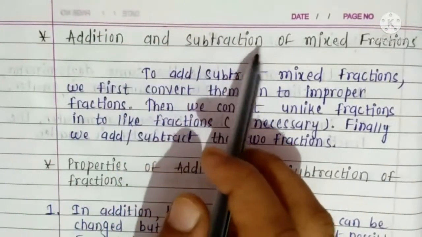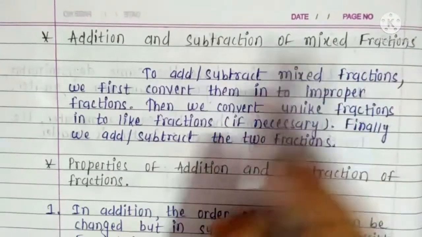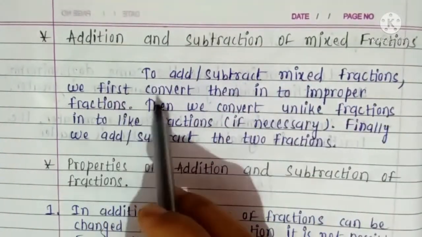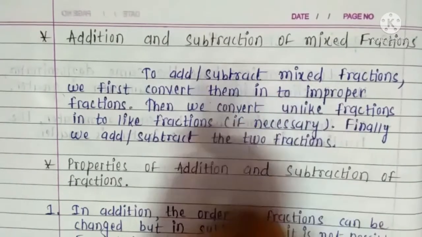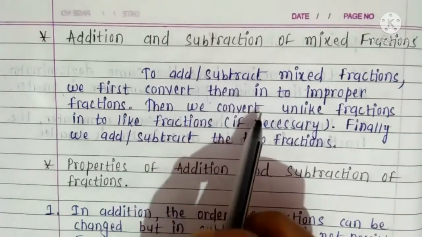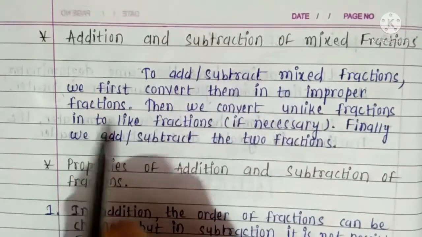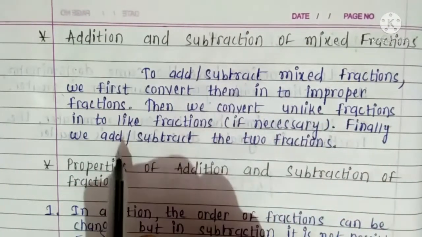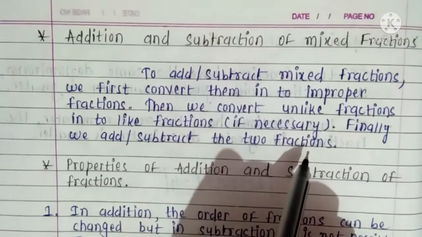Addition and subtraction of mixed fractions. To add or subtract mixed fractions, we first convert them into improper fractions. Then we convert unlike fractions into like fractions if necessary. Finally, we add or subtract the two fractions.